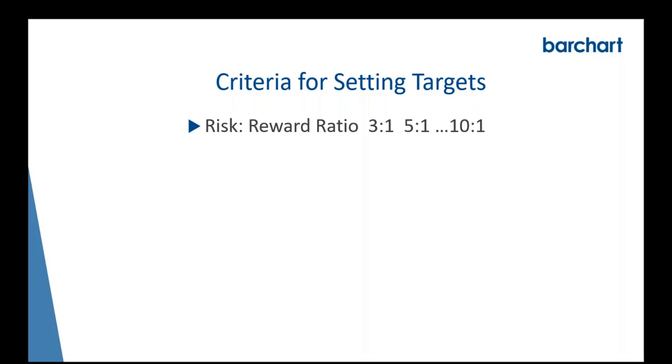Now, here we see 3 to 1, 5 to 1, all the way out to 10 to 1. So if I choose 3 to 1 as my go, no go threshold, then I only need to be right 1 out of 3 times. Think about that. I only need to be right 1 out of every 3 times to be a profitable trader. Now, this is important because this takes the pressure off of us.